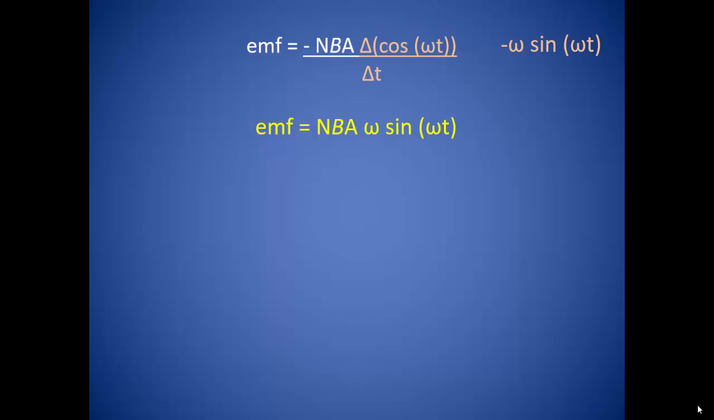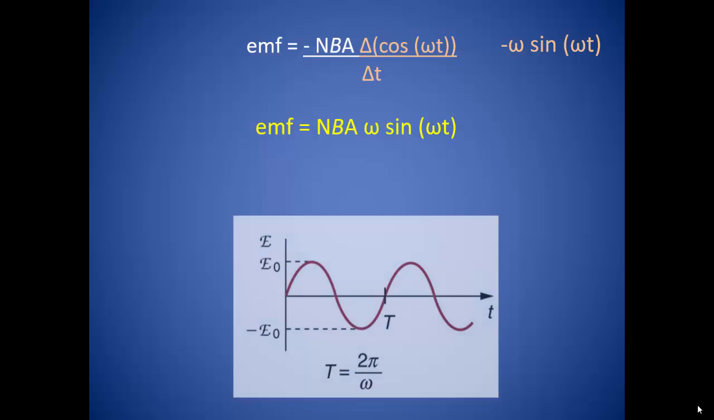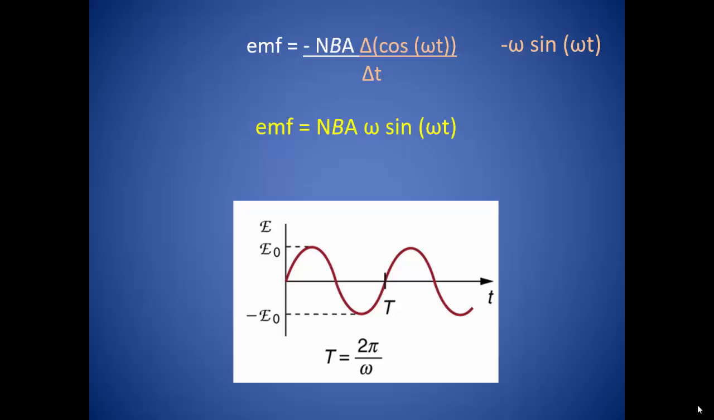Basically what this says is the induced EMF varies sinusoidally with respect to time. This means that the current produced inside the conducting wire is alternating back and forth.